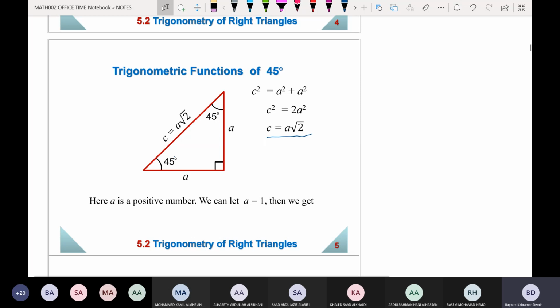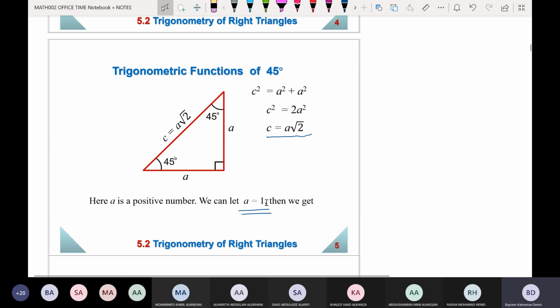Now, a is a positive number, so choosing a as a simple number will give you a clear and easy picture. So assume that a is 1, because when you take the ratios, a will cancel anyway, right? Opposite divided by hypotenuse or adjacent divided by hypotenuse, a will cancel anyway. So let's choose a equals 1.